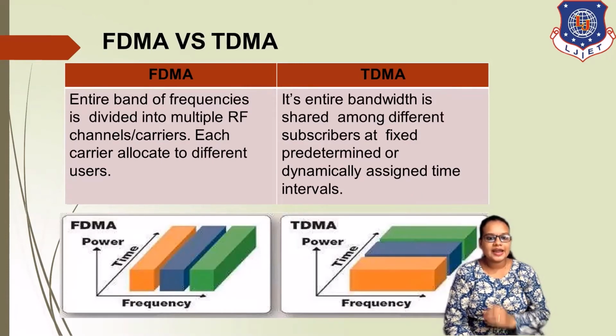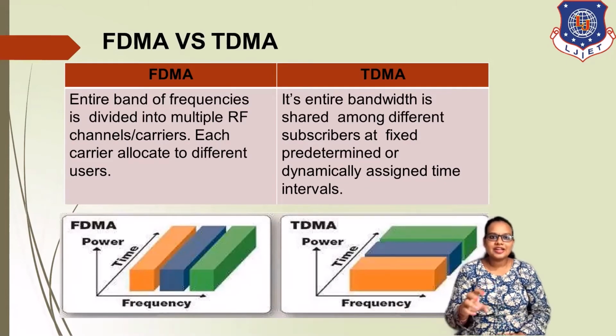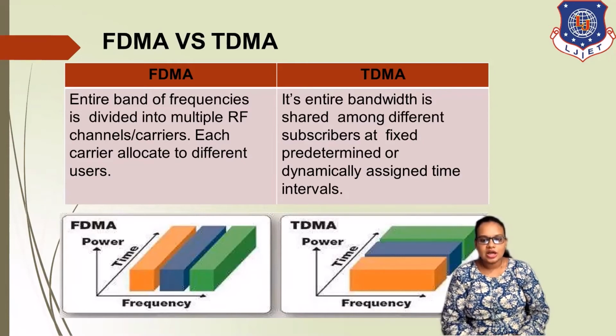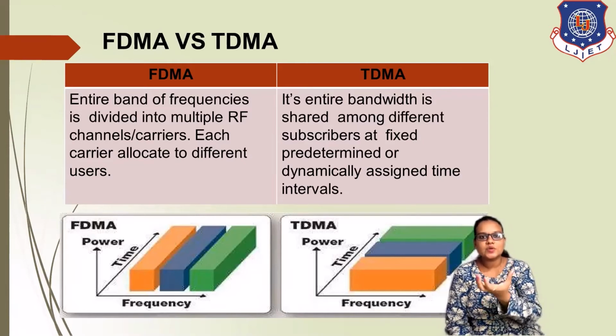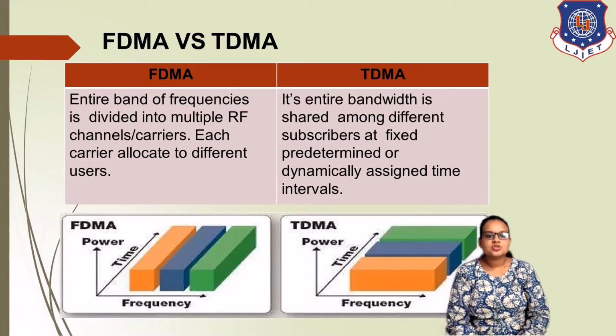So in FDMA, the entire band of frequencies is divided into multiple RF channel carriers. Each carrier is allocated to a different user. Right? So in this FDMA system, the whole frequency channel is divided into a number of frequency slots, and that particular frequency slot is given to the user. Whereas when we talk about TDMA, this frequency channel will be constant, and depending on this frequency channel, the number of time slots are divided depending on the timing slots. So its entire bandwidth is shared among different subscribers at predefined or dynamically assigned times.